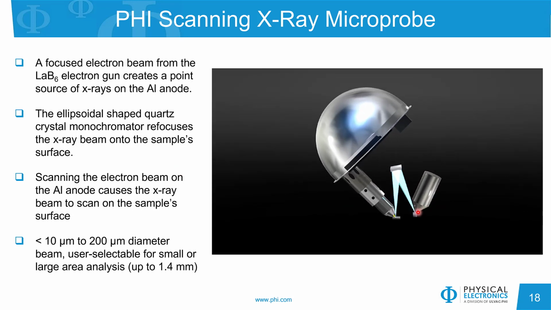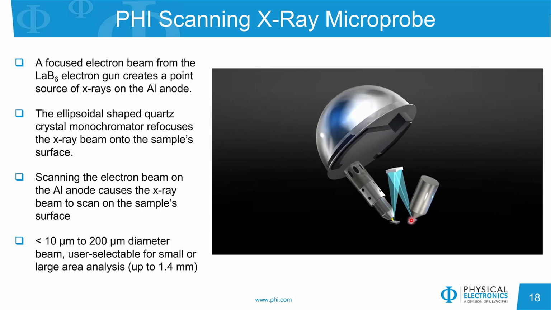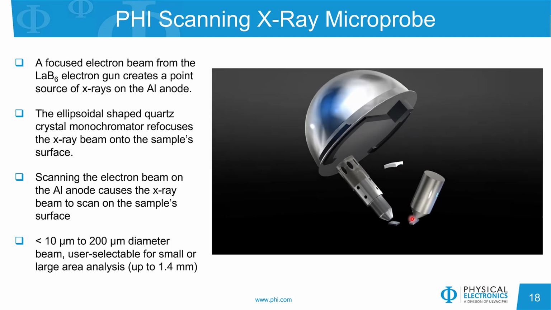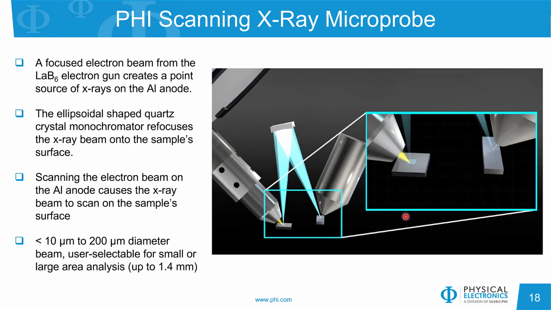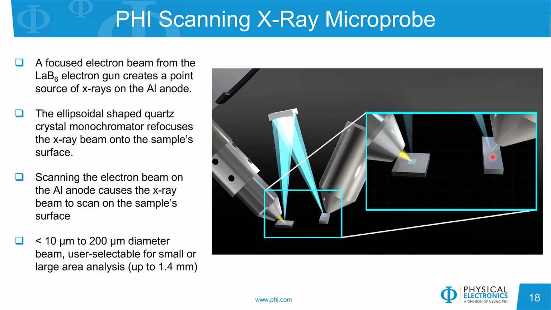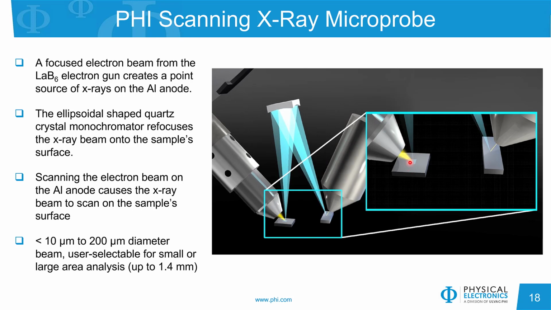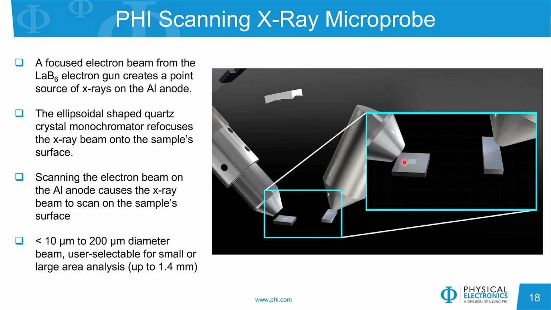In PHI instruments, we are using a focused electron beam that creates a small X-ray on an anode surface. The X-ray then is refocused through the monochromator on the sample surface. So when we scan the electron beam on the anode, exactly the same pattern and the same size of X-ray as the electron beam will be scanned on top of the sample surface. In this way, we can produce as small as a 10 micron X-ray beam, or we can raster over a much larger area, 1400 micron by, let's say, 300 micron.